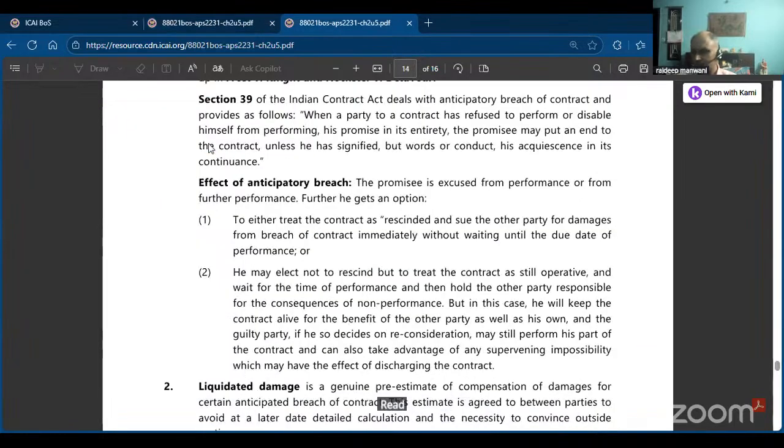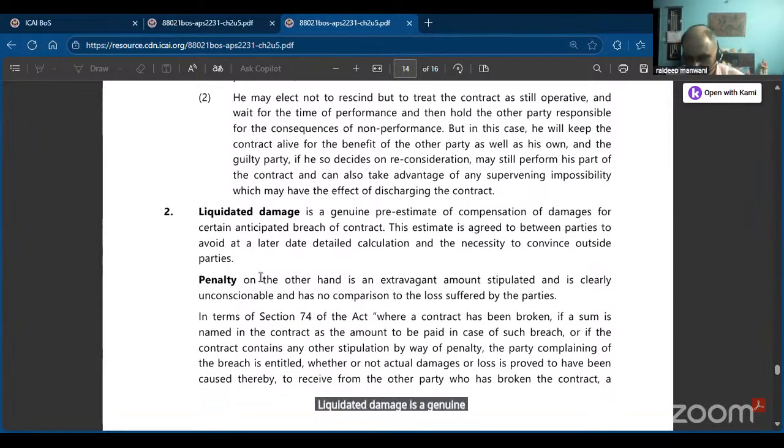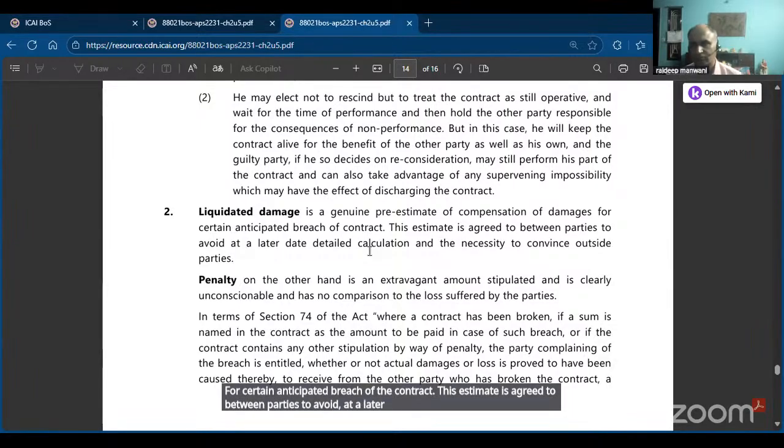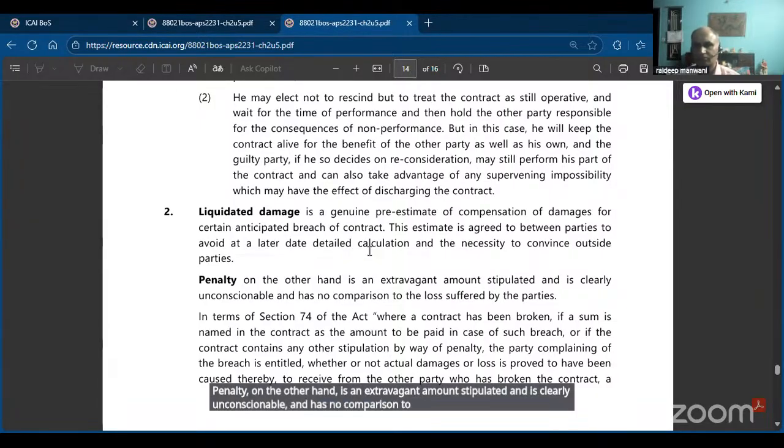Read the answer. Liquidated damage is a genuine pre-estimate of compensation of damages for certain anticipated breach of the contract. This estimate is agreed to between parties to avoid at a later date detailed calculation and the necessity to convince outside parties. Penalty, on the other hand, is an extravagant amount stipulated and is clearly unconscionable and has no comparison to the loss suffered by the parties.